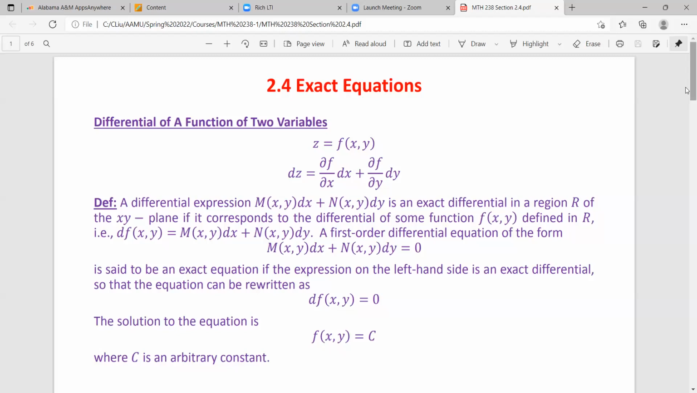Okay, so that's the definition and some general discussion of exact differential. All right. Any questions about it?